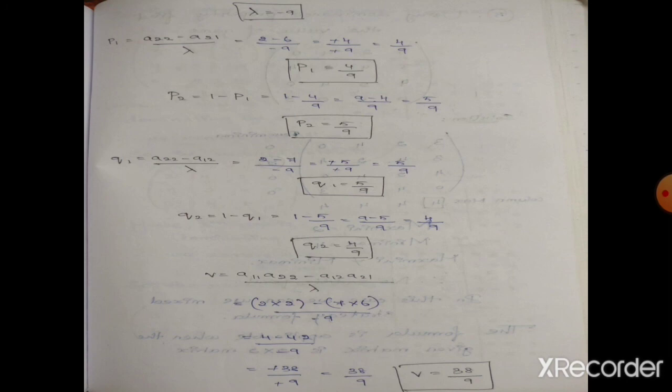I hope the dominance property is also clear. Game theory is also over. So unit 4 is completed.